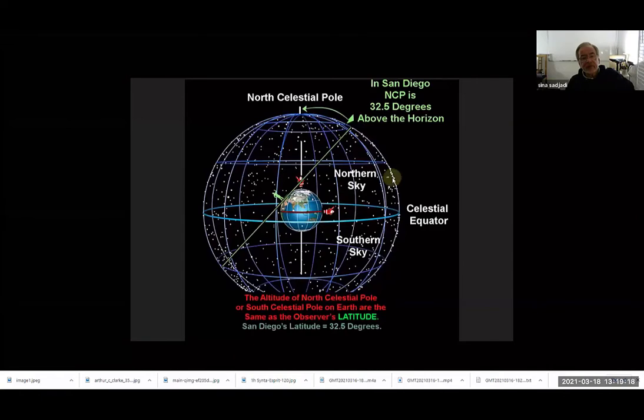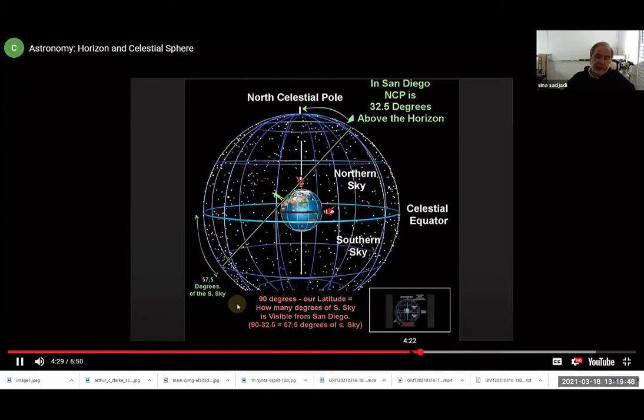So we can say the altitude of the North Celestial Pole or South Celestial Pole on Earth is the same as the observer's latitude. San Diego latitude is 32.5 degrees. Therefore, in San Diego, the North Celestial Pole is 32.5 degrees above the horizon. Now we also see some of the southern sky. How much of it do we see? Well, all we have to do is subtract our latitude from 90 degrees, and then we can find out how many degrees of southern sky is visible from San Diego. So in San Diego, 90 minus 32.5 gives us 57.5 degrees of the southern sky.